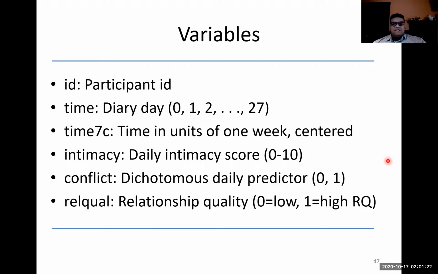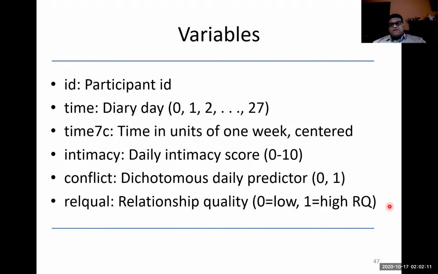Okay, intimacy is our key outcome variable, and it varies from day to day and ranges from 0 to 10. Conflict is our key dichotomous predictor, measured every day, and is 0 if women say that they didn't have a conflict, and 1 if they did have a conflict that day. And then relationship quality has been coded such that there's a cutoff where below that cutoff, people are placed in the group that indicates being in a low quality relationship, and 1 is where they're in a high quality relationship.